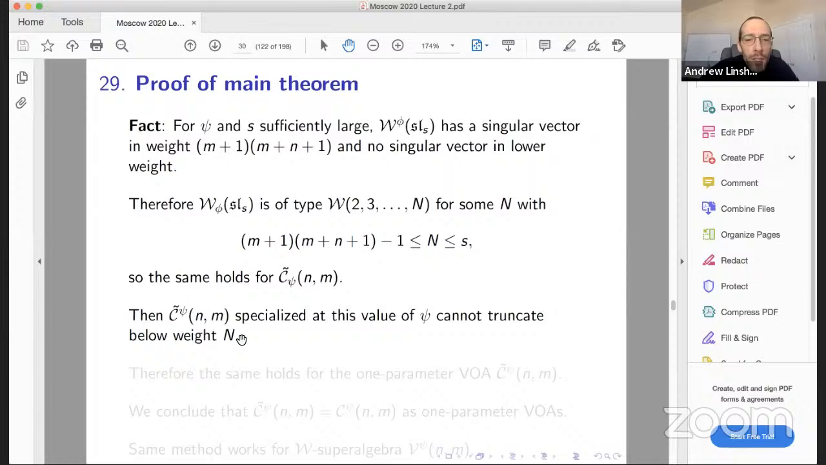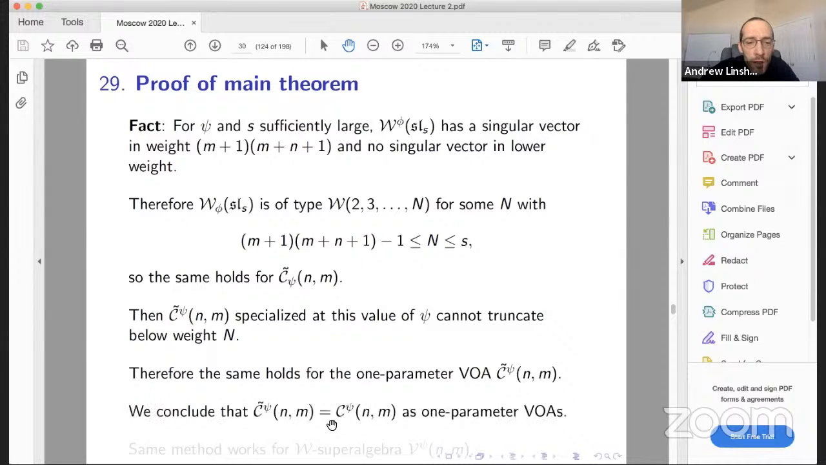So that holds for the simple quotient. That means that the universal one at that point can't truncate any lower than the simple one did. Specialized at this value, it can't truncate below weight n. Weight n is bigger than this. And so the same thing has to hold for this one parameter family. From this, we can conclude that all the generating fields that were in C psi have to already be in C tilde psi, so they have to be the same. Therefore, this affine coset really is, on the nose, this quotient that I wanted.